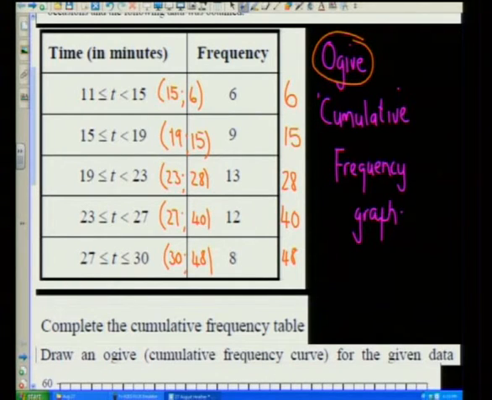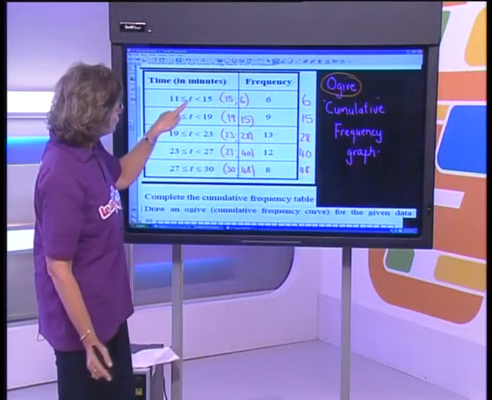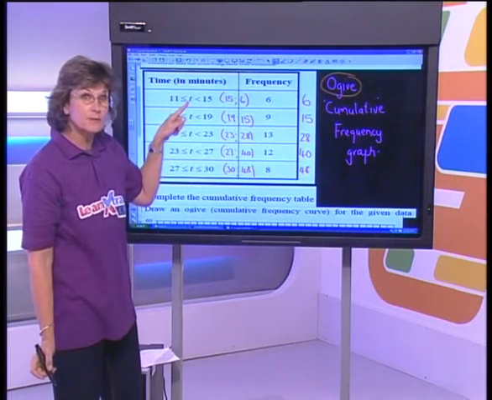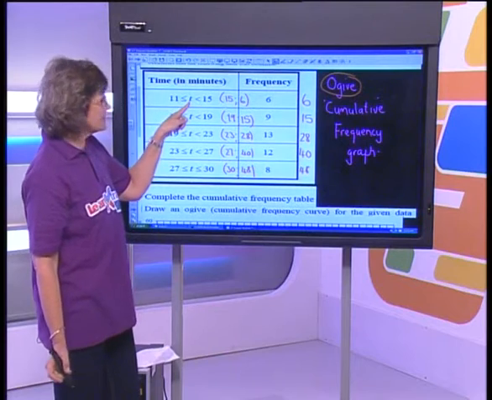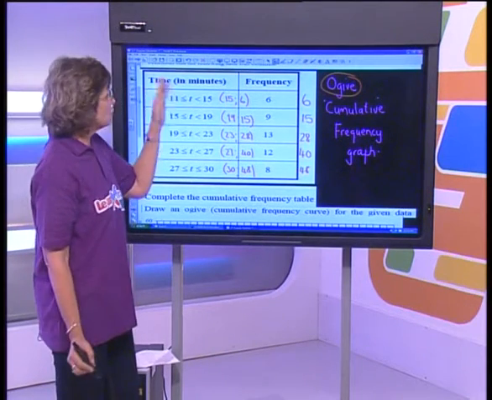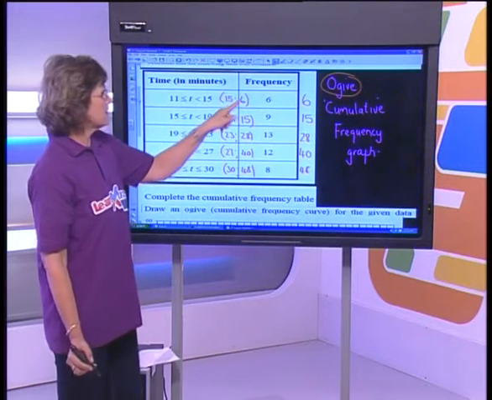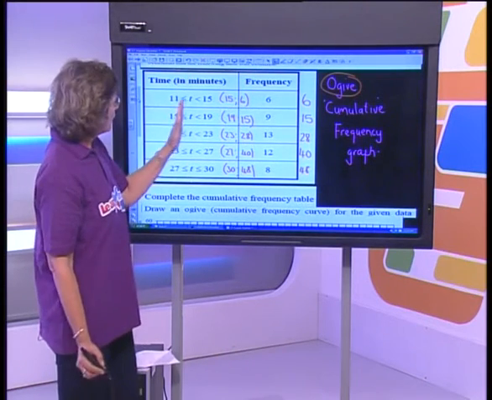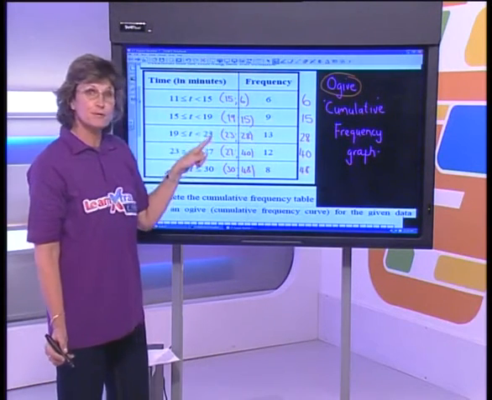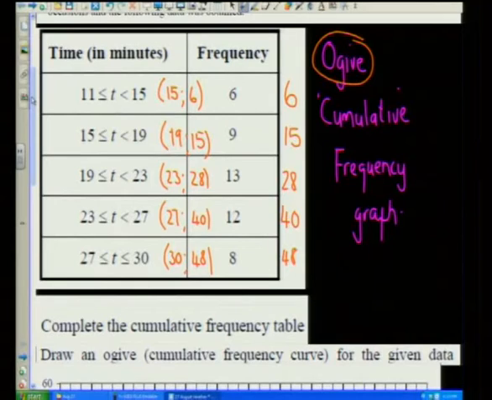Now, I'm being quite specific about this because some people make the mistake of using the middle of that interval. So in other words, the middle of this interval is 13. Now, you do not use 13 because below 13, there are not 6 scores. Below 17, there are not 15 scores. Below 15, there are 6 scores.